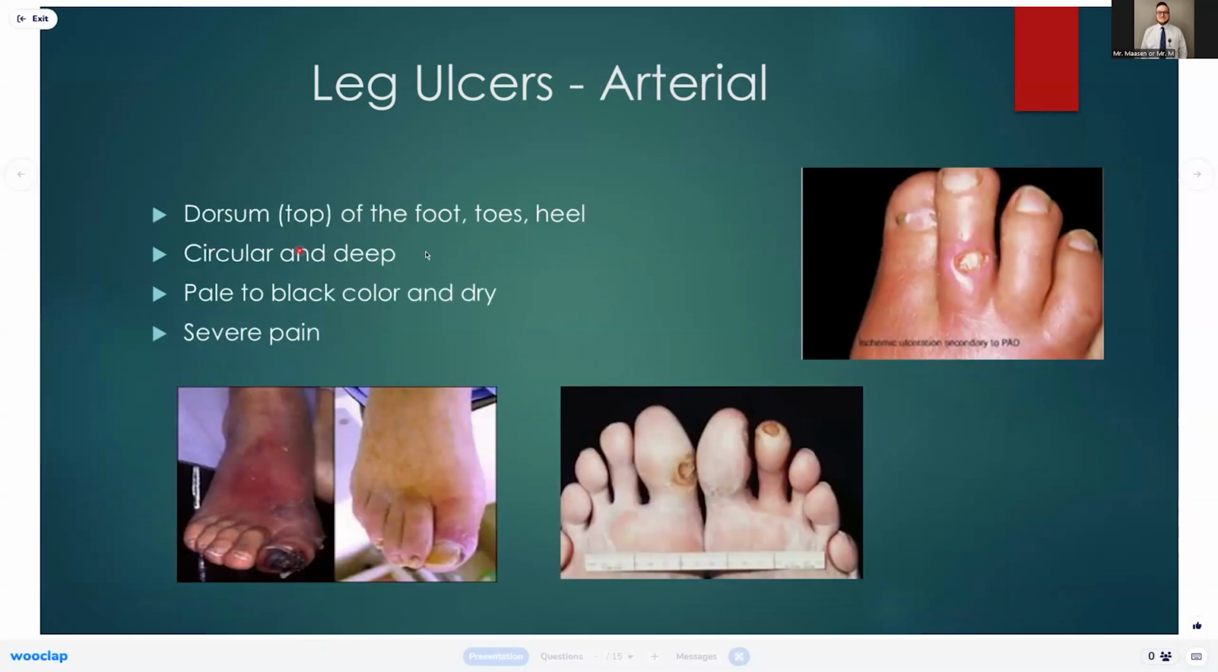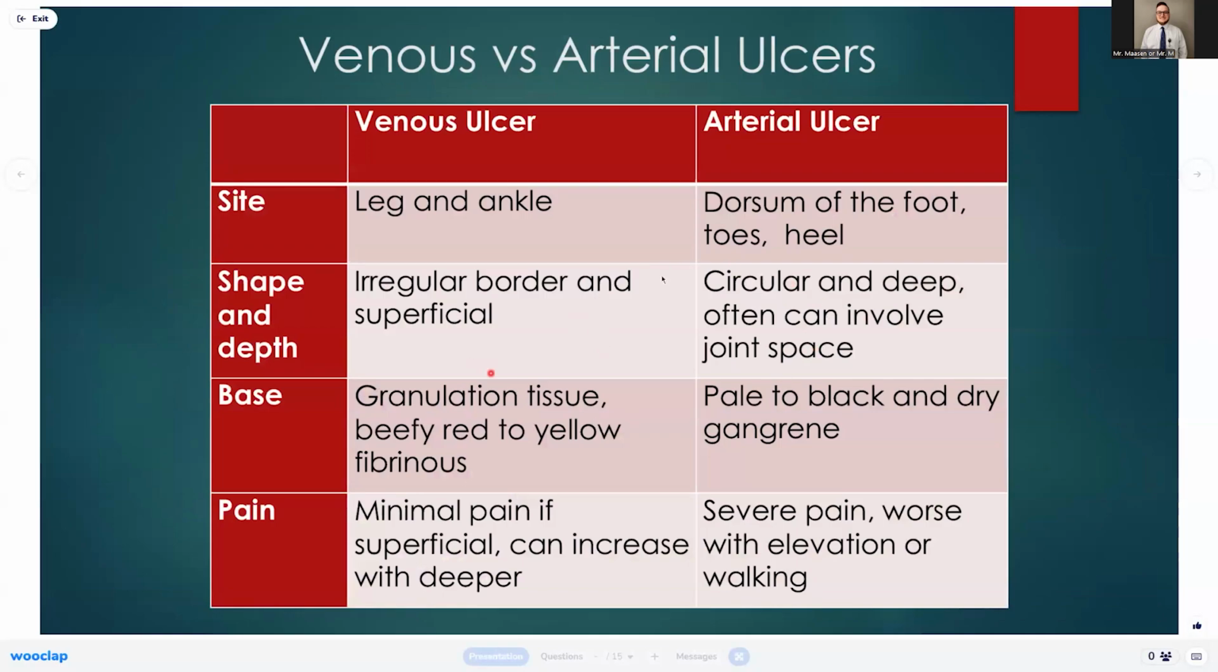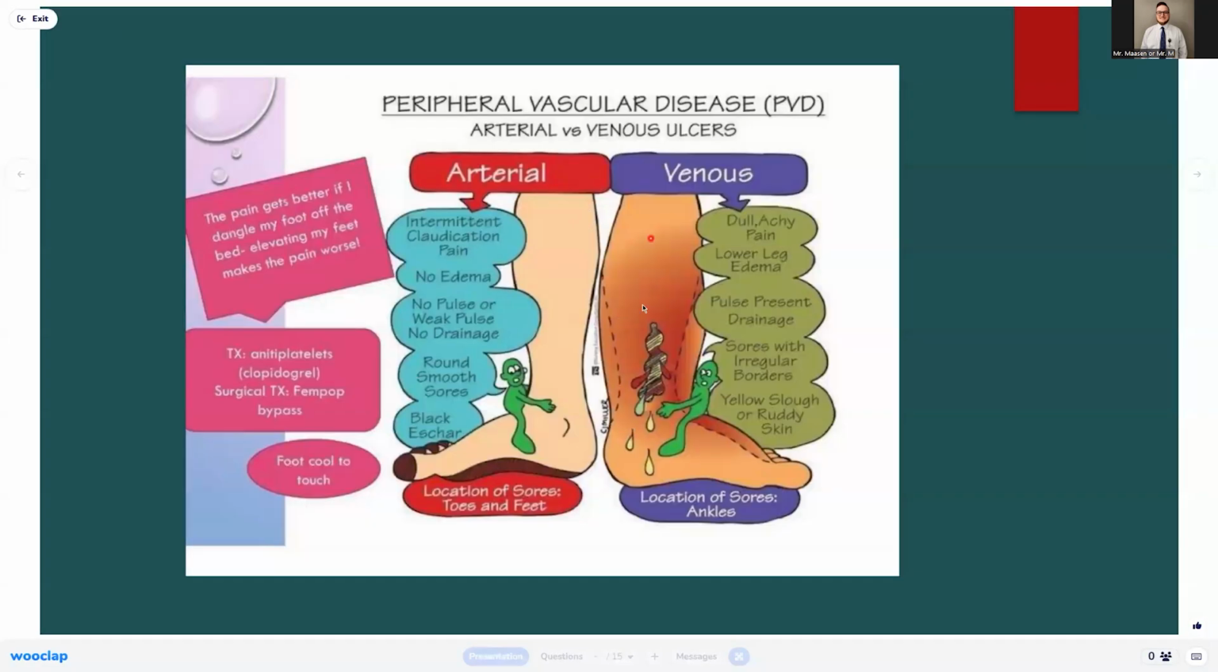Arterial ulcers tend to be more around the foot, toes, and heel. So more distal to blood flow, right where the capillaries are. And they are typically circular and very deep. They usually go into subcutaneous tissue. They're associated with very severe pain and have necrotic black tissue that we'd call gangrene. So they're much more round, much more likely to be deeper, with severe pain, and more distal, at the toes and the distal end of the foot. And these are a couple of charts, if you want to pause and look, that summarize the differences between venous and arterial ulcers pretty well. This one as well shows what's happening there.